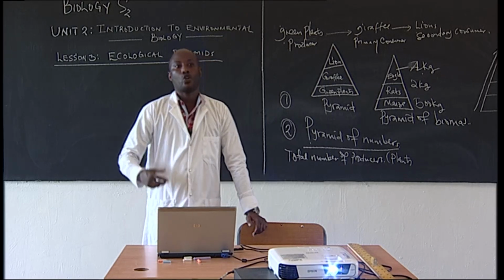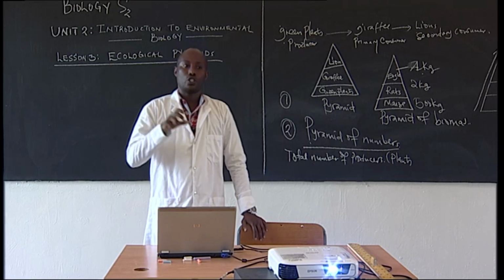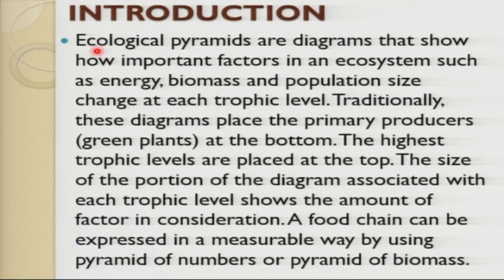We said in ecological pyramids, the diagram shows how important factors in an ecosystem, such as energy, biomass, and population size, change at trophic levels. Because at each trophic level, there must be some changes. The energy level, how energy is being lost, the biomass, and even the population size change at each trophic level.